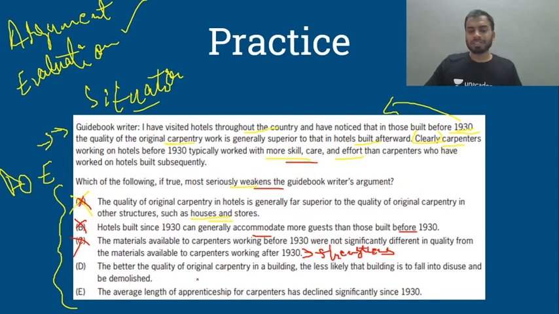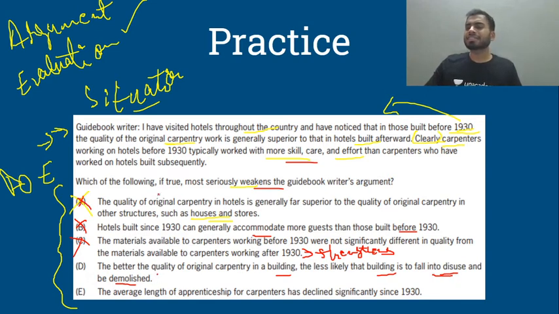D. The better the quality of original carpentry in a building, the less likely that building is to fall into disuse and be demolished. Now, what does this tell us? This tells us that if these hotels had better carpentry, right? Just give me a moment. Yeah. If these hotels had better carpentry, then that means their building survived. The other hotels that did not have better carpentry, those are the hotels that are not being used today, or those are the hotels that were demolished.